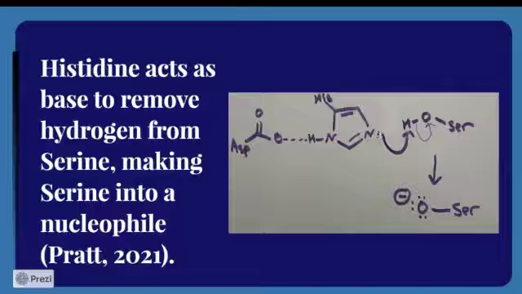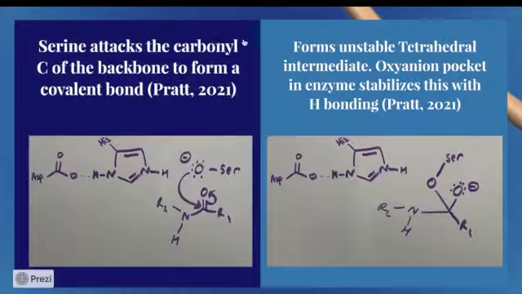Histidine is going to act as a base right here. It's going to remove the hydrogen from the serine, allowing it to be a more powerful nucleophile. And it needs to be a more powerful nucleophile because it's going to go ahead and attack that carbonyl group, the carbonyl carbon, off the backbone of the amino acid here to form a covalent bond. And this is the bond that it's going to form.